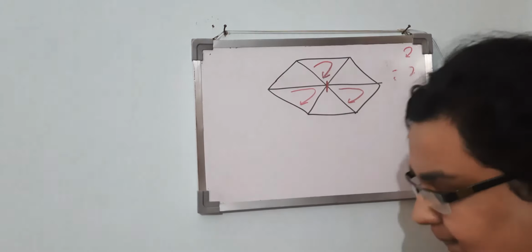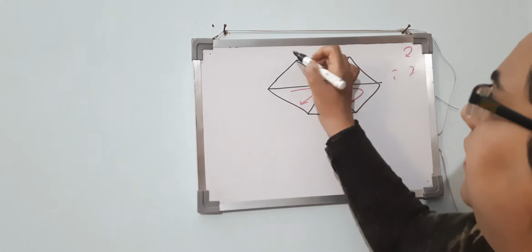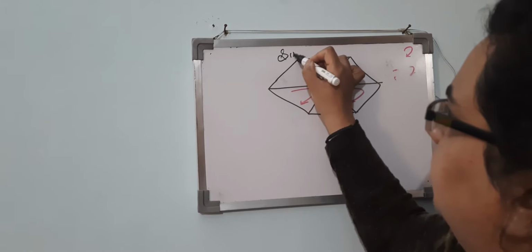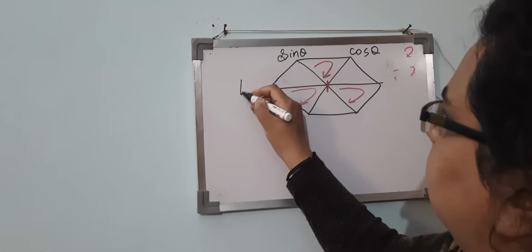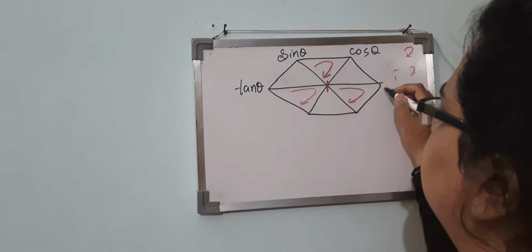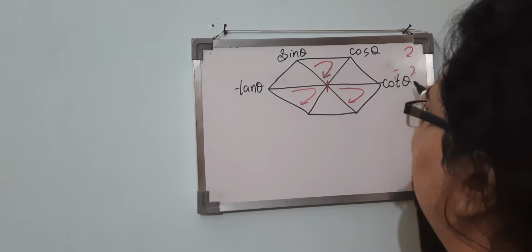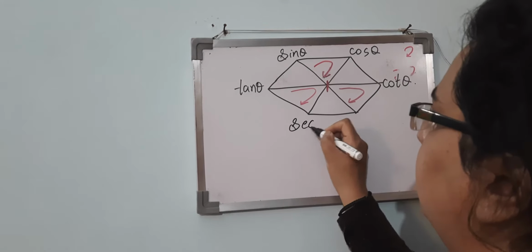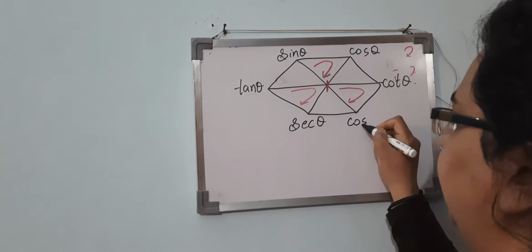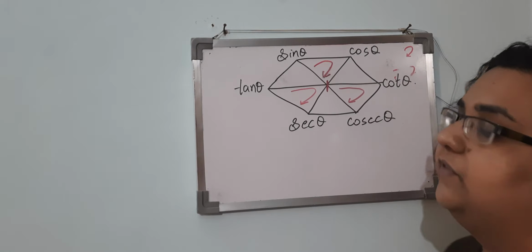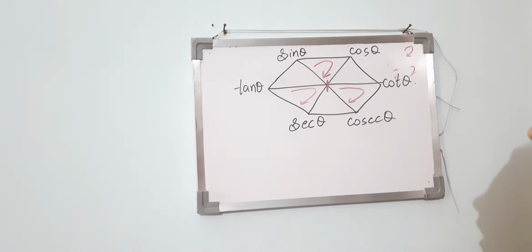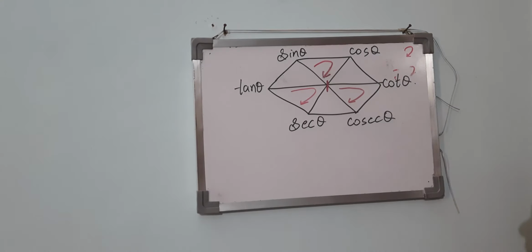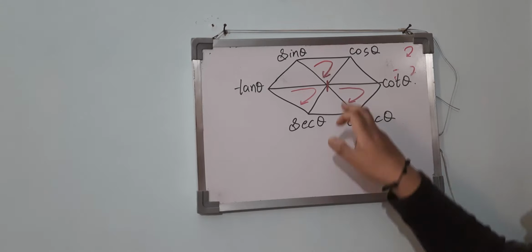So now this is your sine, this is your cos, this is tan, this is cot, sec and cosec. These are basic trigonometric identities. Now, 1. Here I have put 1.